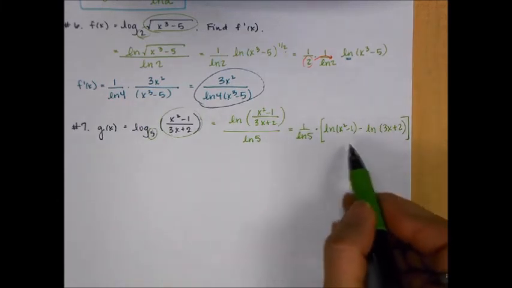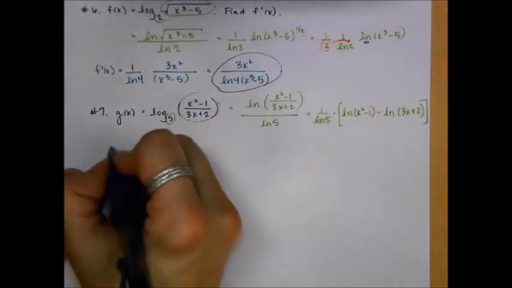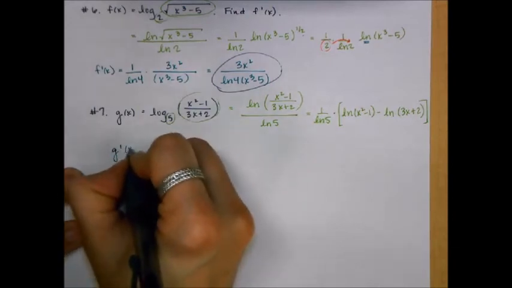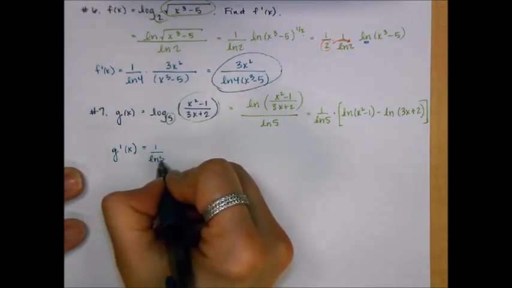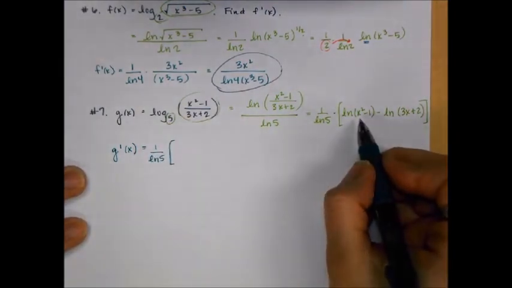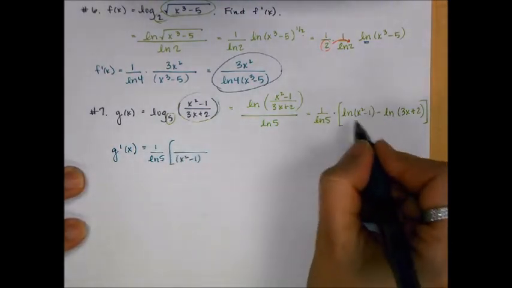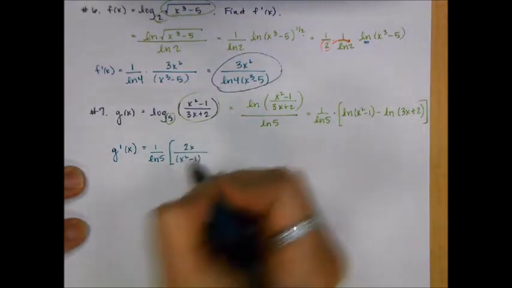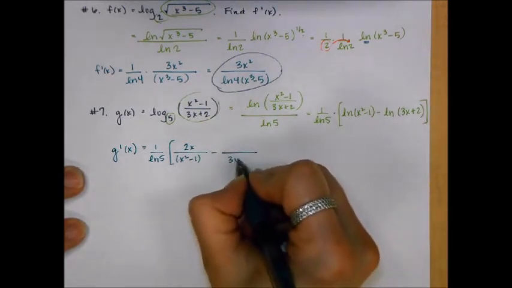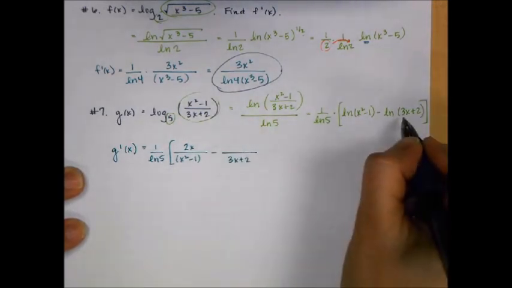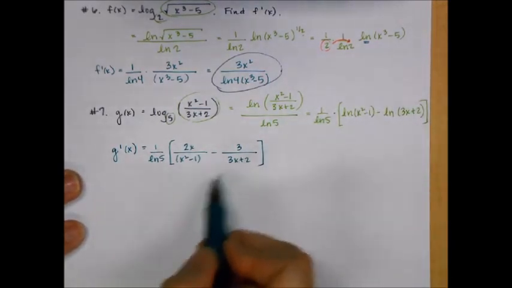So we'll go ahead and start in on the derivative, g prime of x. So I have my coefficient, and we'll do our derivative inside here. So 1 over x squared minus 1 times the derivative of x squared minus 1, which is 2x, minus 1 over 3x plus 2 times the derivative of what's inside, which is 3. Not a whole lot to be gained from trying to get a common denominator and simplifying, although you could, so we'll just leave this as our final answer for now.